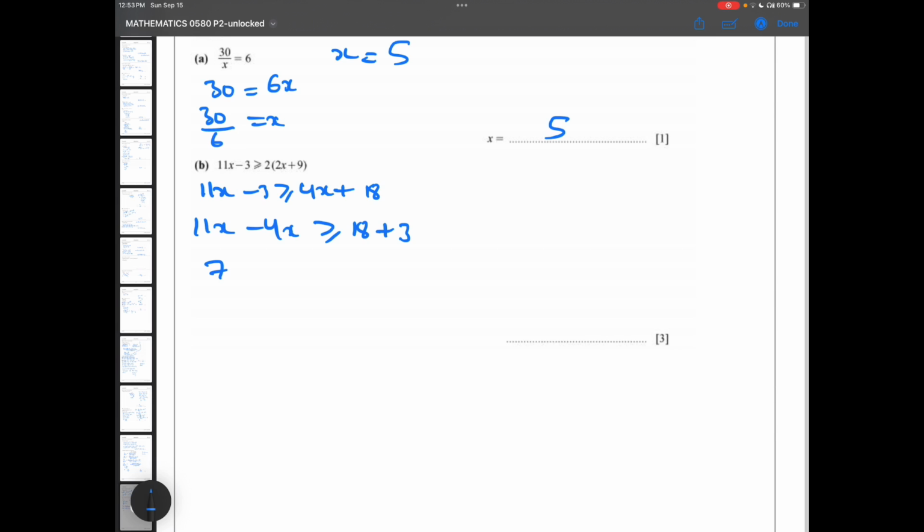11x minus 4x is 7x, greater than or equal to 21. The 7 is being multiplied over here. When I shift it to the right side, it gets divided into 21. And 21 upon 7 is 3. So I get the answer of my inequality: x is greater than or equal to 3.